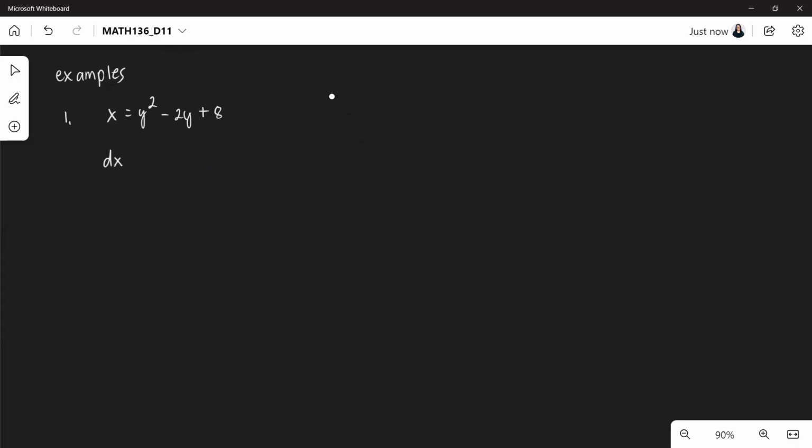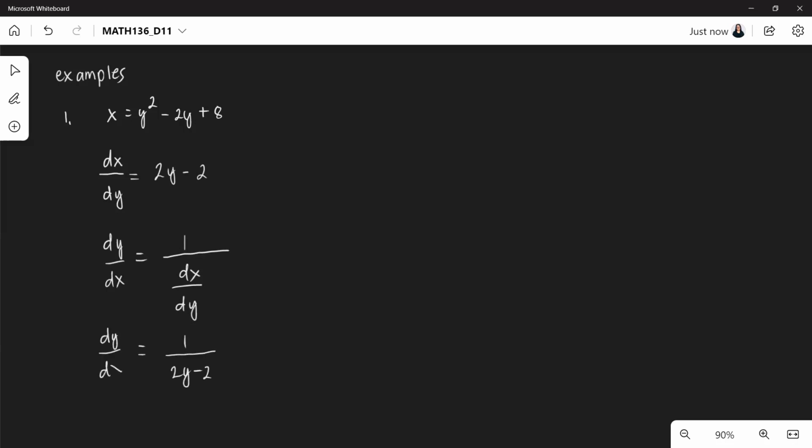So we get first the derivative of x with respect to y, applying the power rule. The derivative of y squared with respect to y would be 2y, no? And then minus the derivative of 2y, which is 2, and the derivative of 8 is 0. Therefore, the derivative of y with respect to x is the reciprocal of the derivative of x with respect to y. So it would be 1 over 2y minus 2. So this would be the final answer.